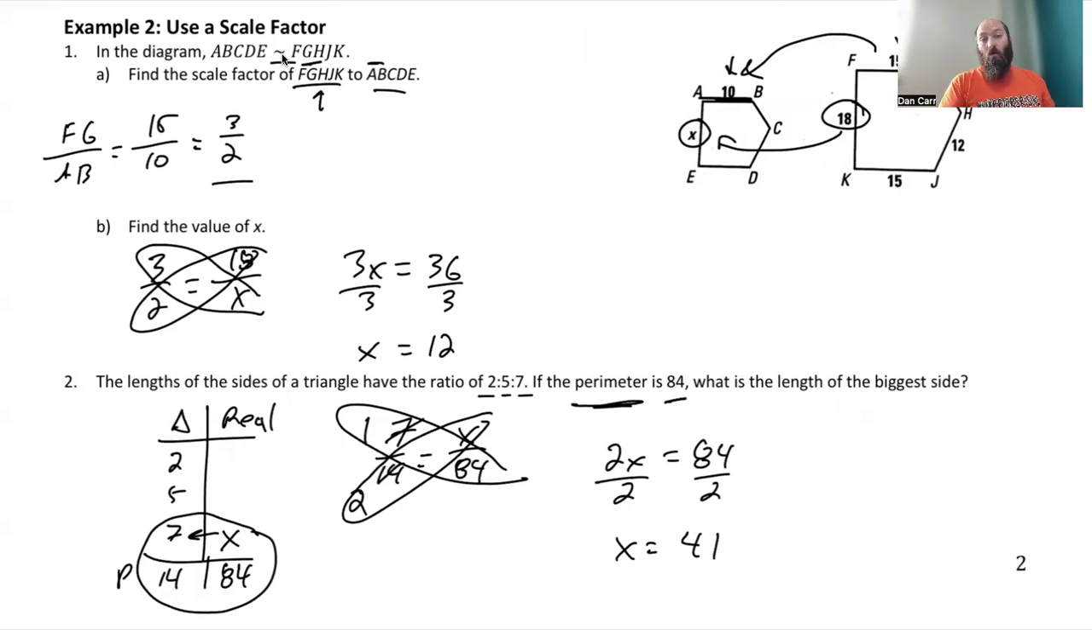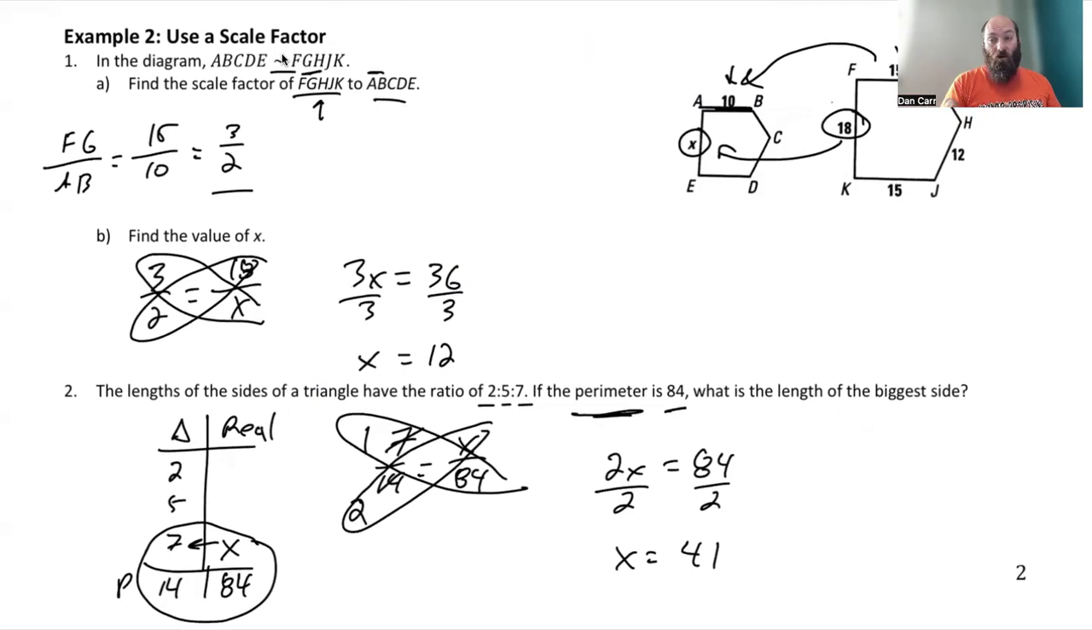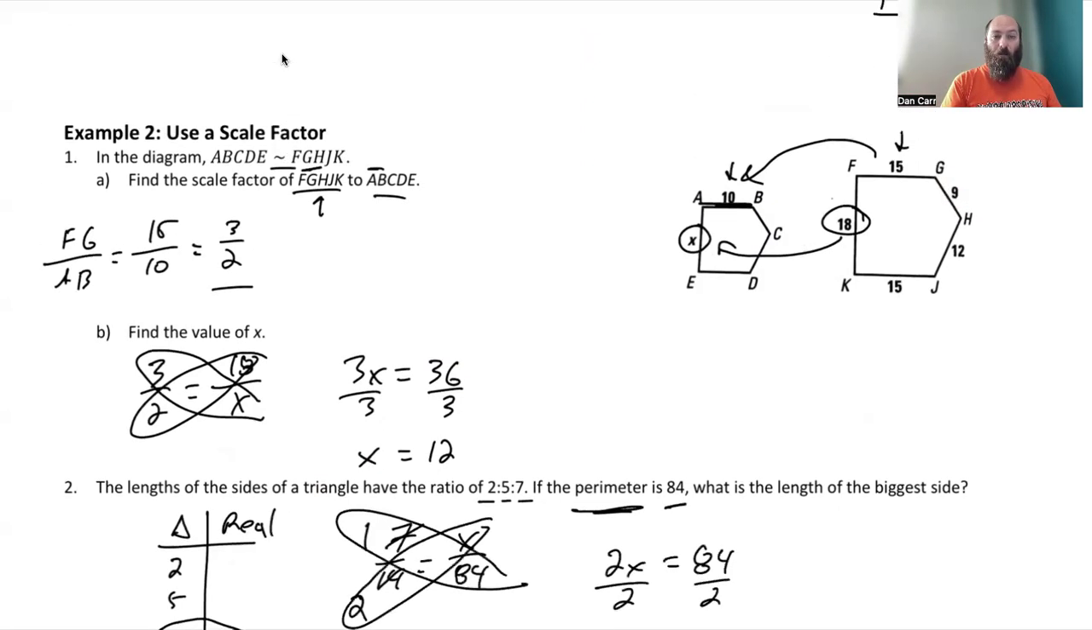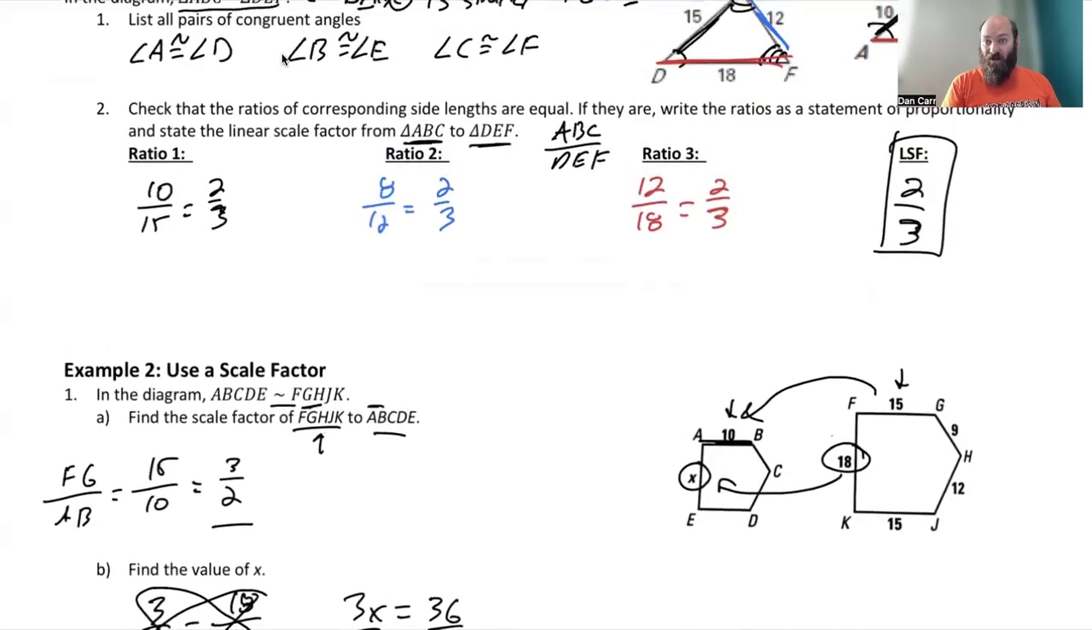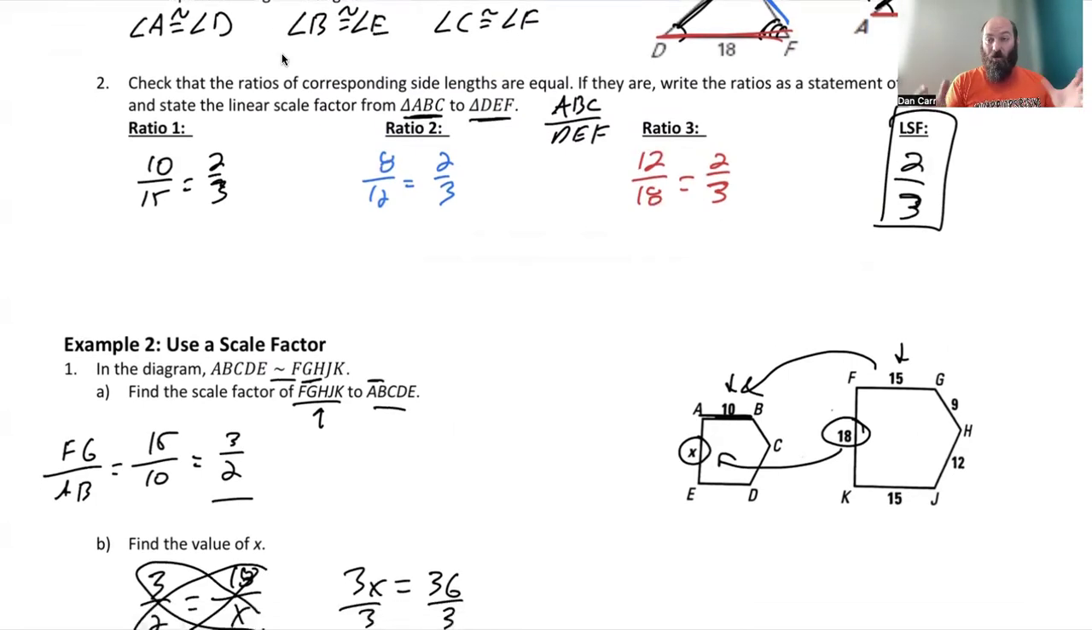Okay, so we're talking about similarity. So again, the idea is that angles are congruent, but sides are proportional. So we're finding that proportion using what's called the linear scale factor, and we can use that to find missing side lengths then. So that's our setup for today.